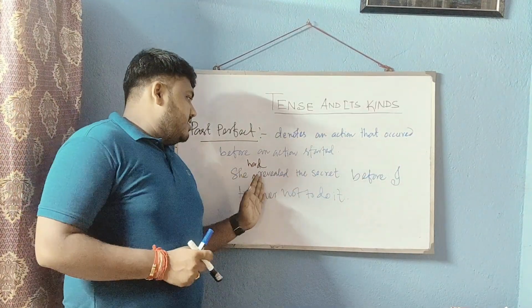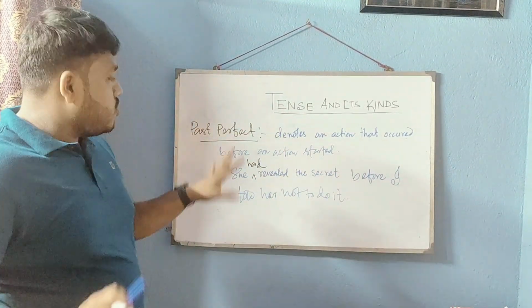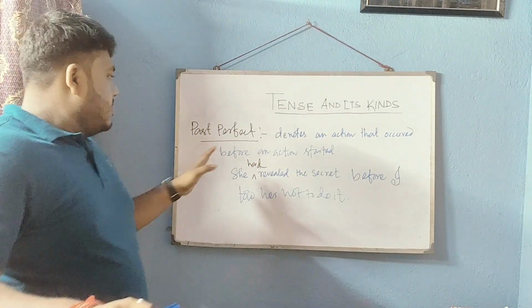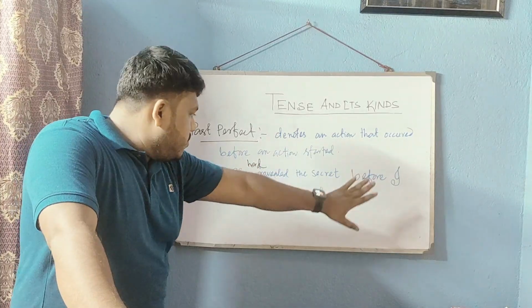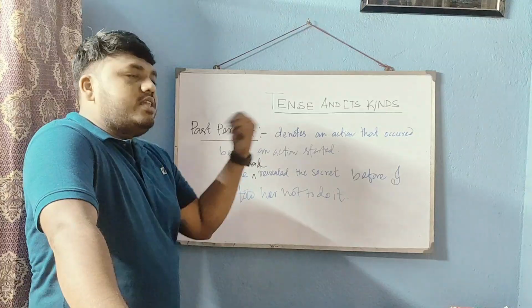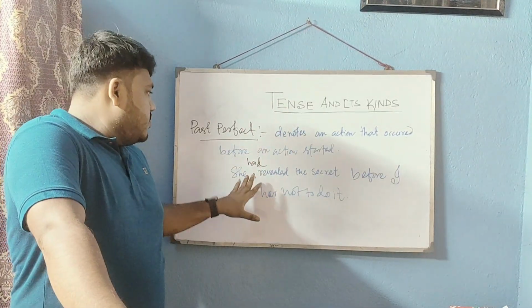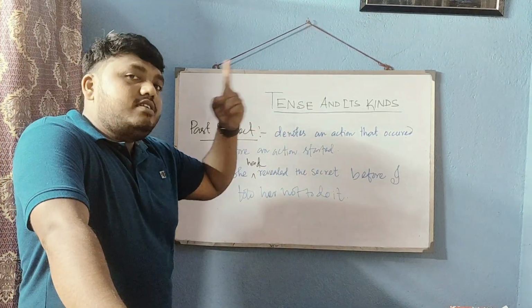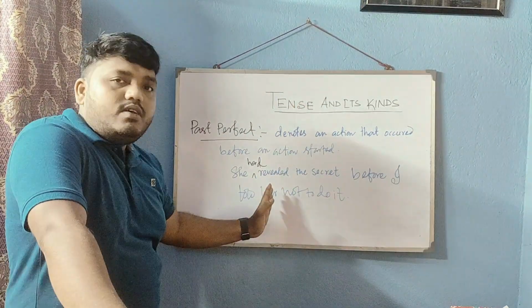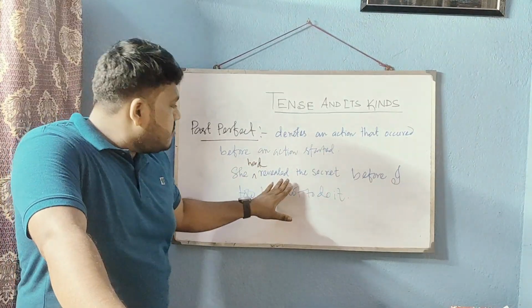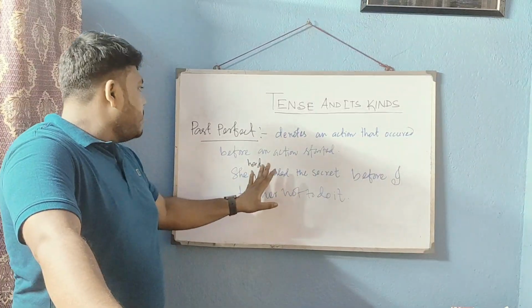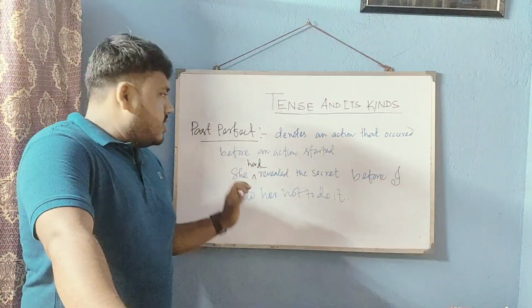So, here there are two actions. One of your friends revealed the secret which you didn't want to be revealed. She had revealed the secret before I told her not to do it. So you didn't tell her. But before that, she told it to others. So the action that happened before the other should be written in the past perfect tense, and same has been done here. She had revealed the secret before I told her not to do it. So this is about past perfect tense.